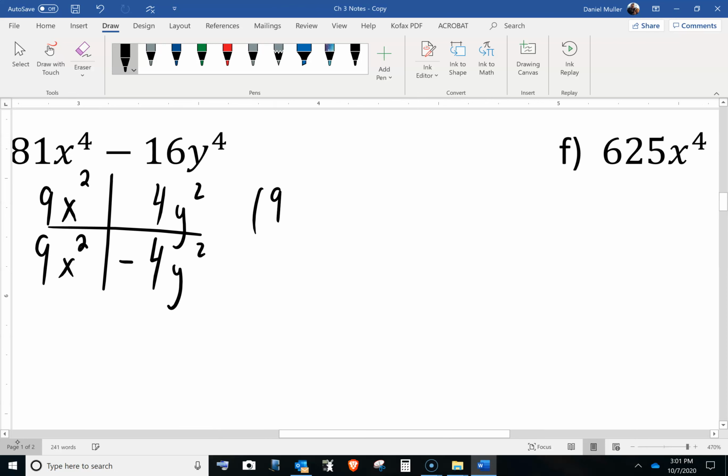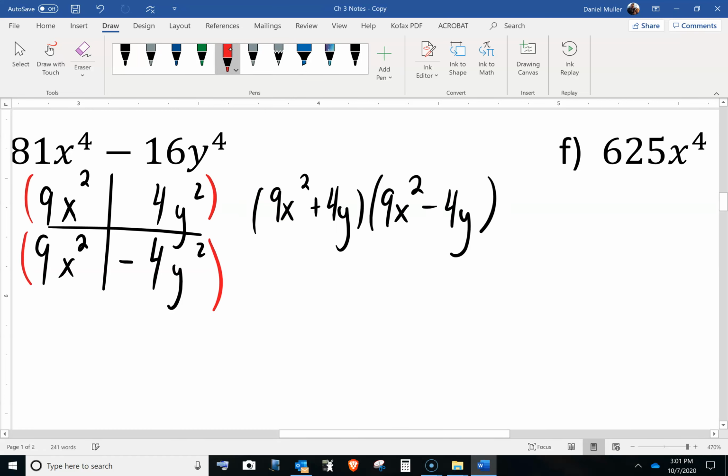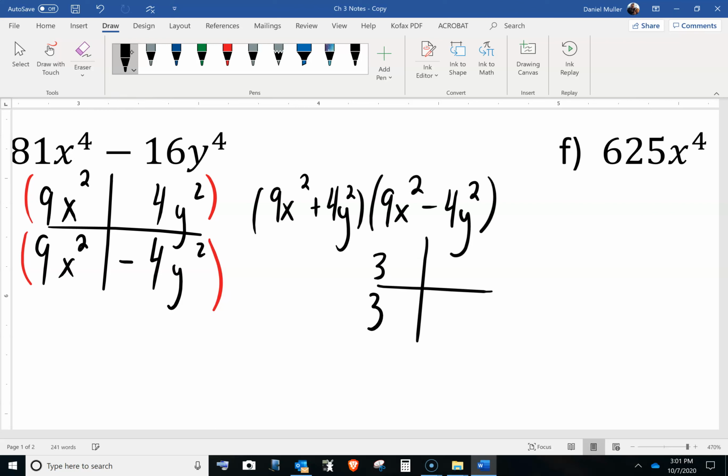9x squared plus 4y squared, and 9x squared minus 4y squared. So then I take a look at these. Oh, hey, 9's perfect, 4's perfect. These are squared. Oh, but there's an addition sign. So, okay, well, that one can't be done. But this one can. 9 is perfect, 3 and 3. The x squared can turn into an x and an x.